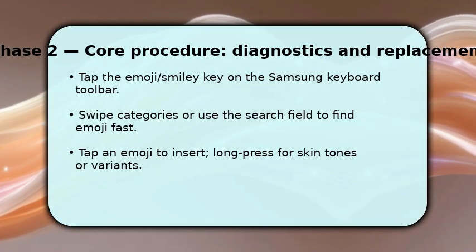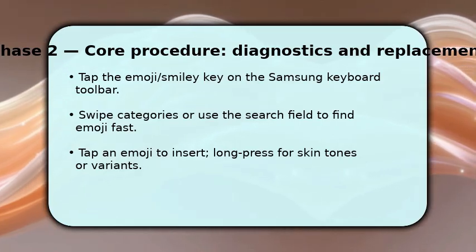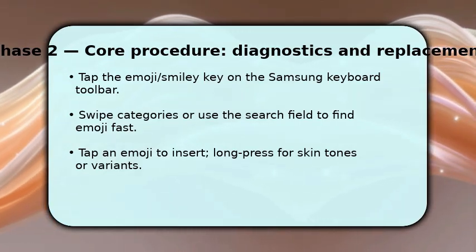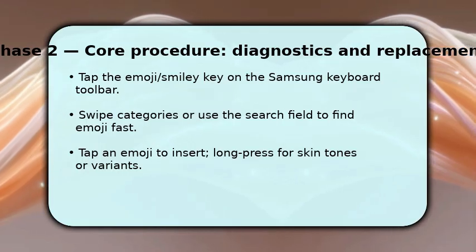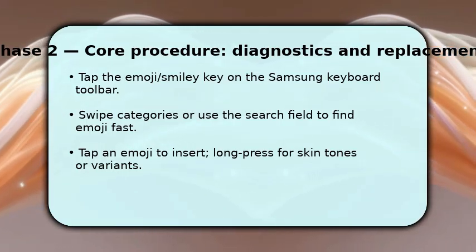If a character supports variants, long press to choose skin tones, genders, or alternate symbols. This approach saves time and keeps your message natural and expressive.